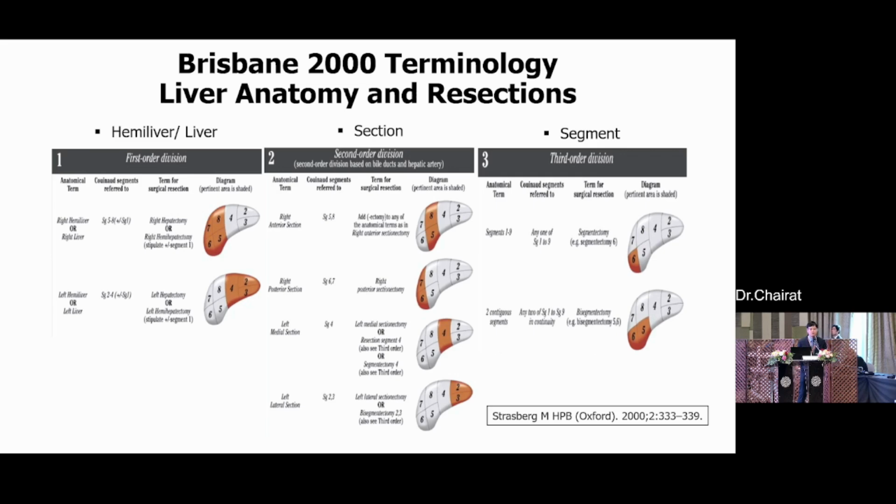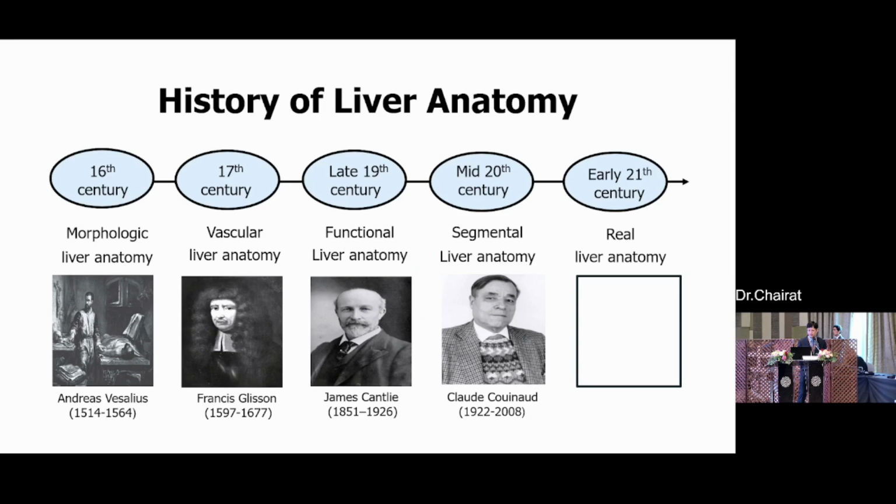Segment is the functional segment. So, to briefly sum up the history of liver anatomy: the 16th century's morphologic liver anatomy by Vesalius, then the 17th century's vascular liver anatomy by Glisson, the late 19th century's functional liver anatomy by James Cantlie, and the mid 20th century's segmental liver anatomy by Couinaud. Now, early 21st century's real liver anatomy has opened up thanks to recent technology.